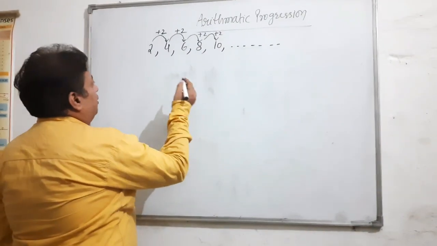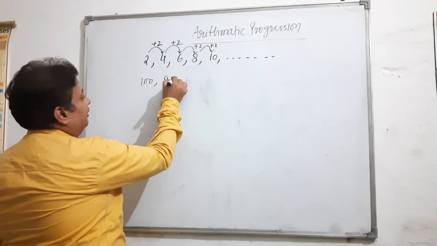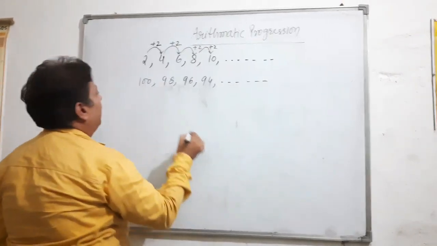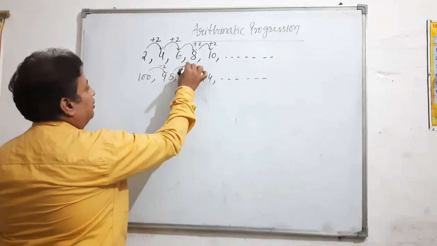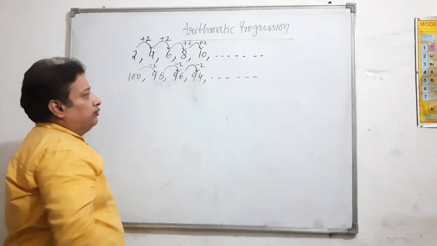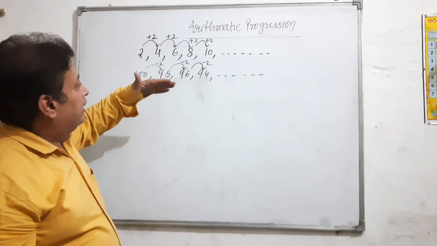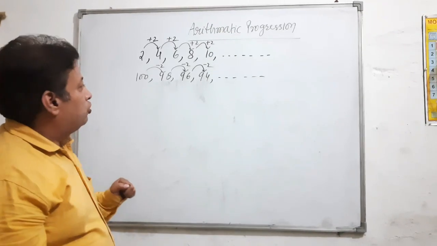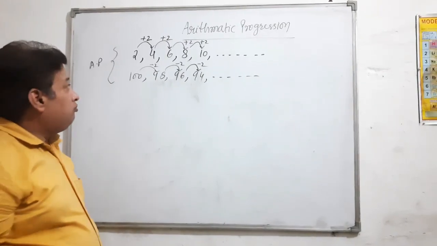Similarly, I can write another arithmetic progression: 100, 98, 96, 94. You see that the next term comes after subtracting 2, again the next term comes after subtracting 2, and so on. So an arithmetic progression can be in ascending order or in descending order. Both are arithmetic progressions.